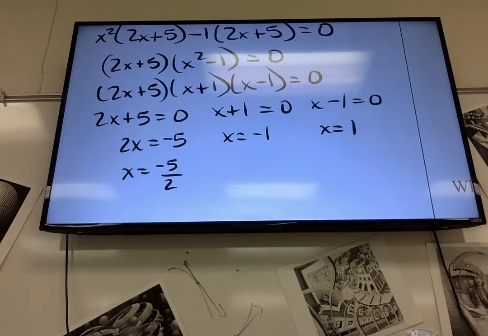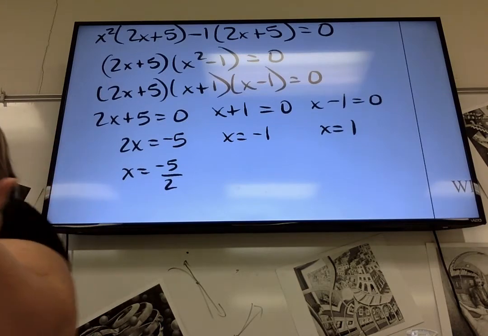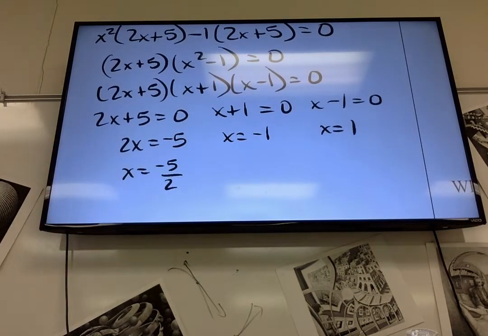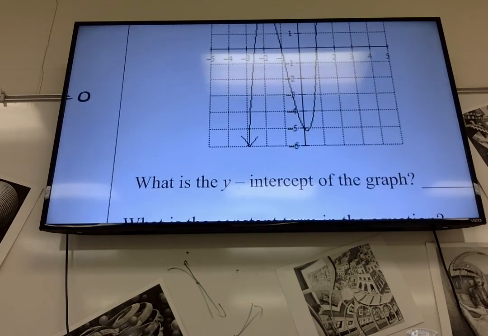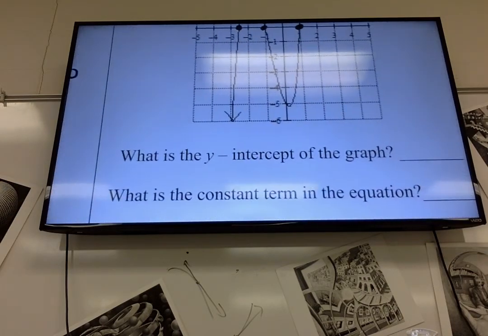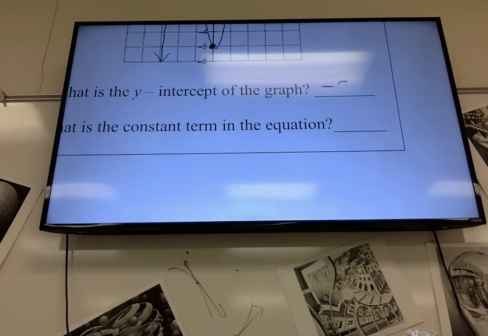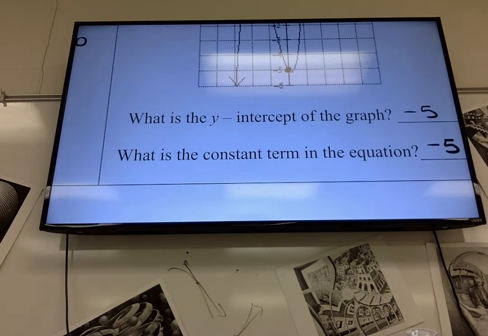Okay. Questions on those? Now, -5 over 2 is -2.5. So if I look over here, notice -2.5, -1, +1. What's the y-intercept? Yep, right here. -5. And the constant is the same. So, makes sense. All right, moving on.